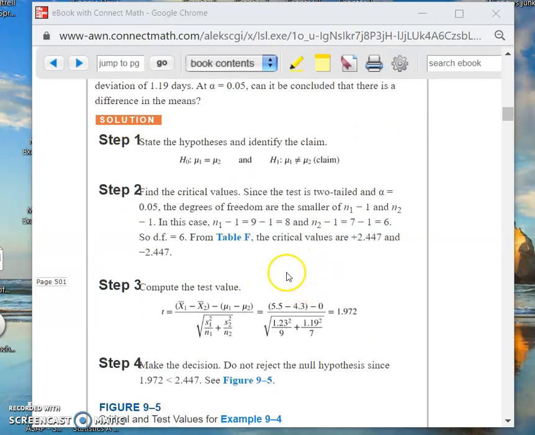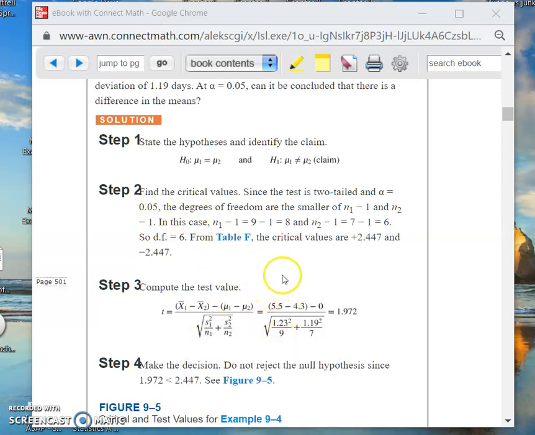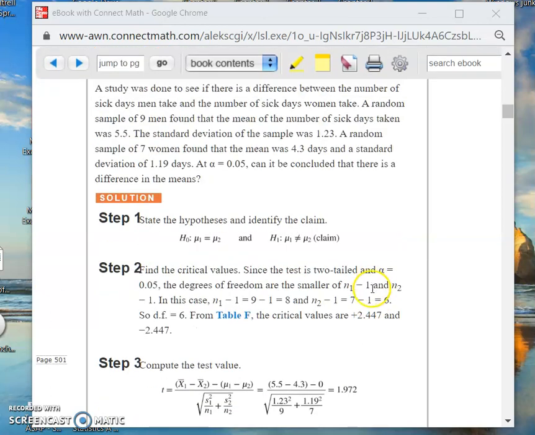So the first thing we do is find the critical values. It's a two-tailed test. Alpha is equal to 0.05. So how do we find that? Let's see here. Give me 1 second. Oh, and by the way, I'm not sure he mentioned this in this section, but he mentioned it before. How do you find the degrees of freedom? Well, you take the smaller of the two degrees of freedom, right? I mean, N1 is not the same as N2.